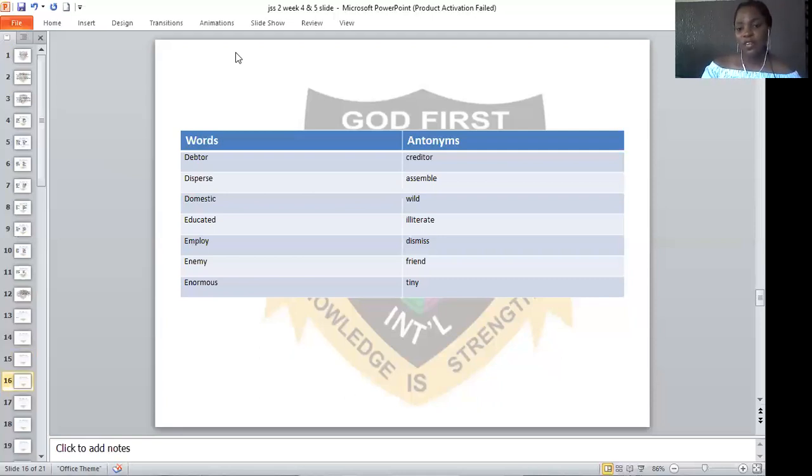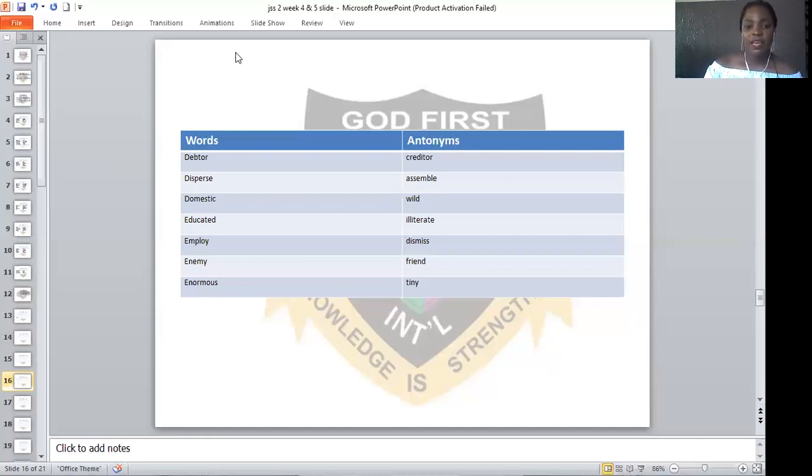Educated, the woman is very educated. The woman is an illiterate. Employed, she was employed yesterday, while the other lady was dismissed yesterday. So the opposite of employed is dismissed. Enemy, friend. She's my enemy, but she's my friend.